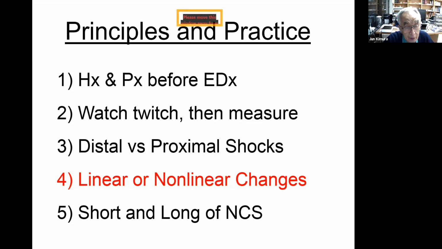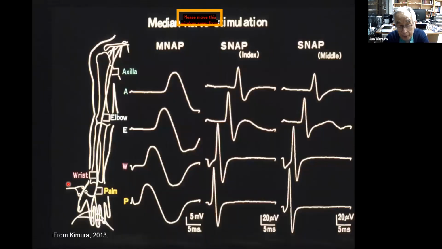Okay, now let's go to principle number 4, which is a little complicated, but it is very important to understand this because waveform analysis of this sort is really very important in whatever we do in terms of nerve conduction study. What we do is a waveform analysis rather than calculation of conduction velocity, right?